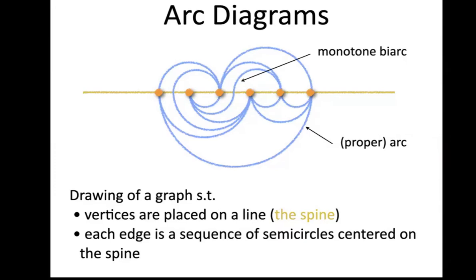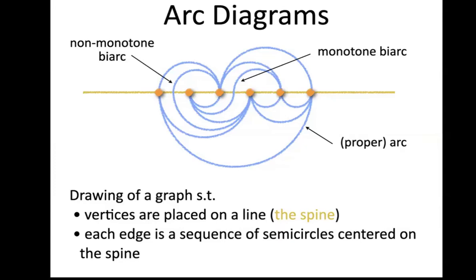And if it consists of two of such semicircles, then I call it a biarc. And they come in at least two flavors, these biarcs. One of them is this monotone one here, where monotonicity is with respect to the spine. And there's another one here, which is also a biarc. It's a concatenation of two semicircles. And this one is not monotone with respect to the spine.